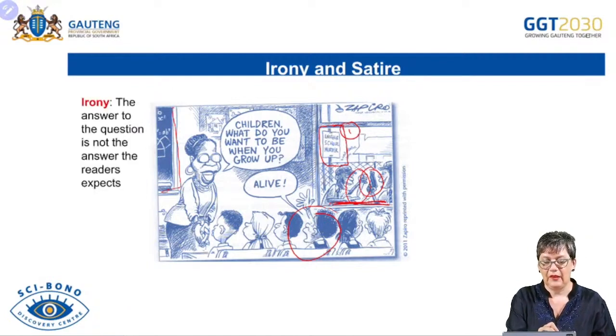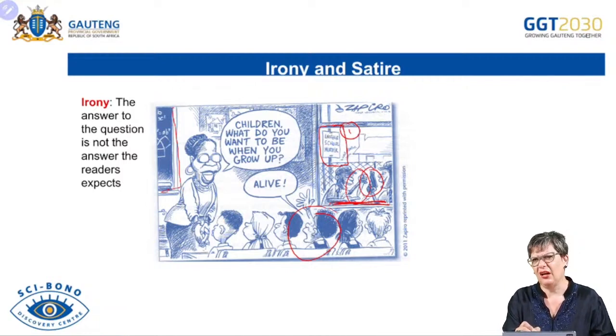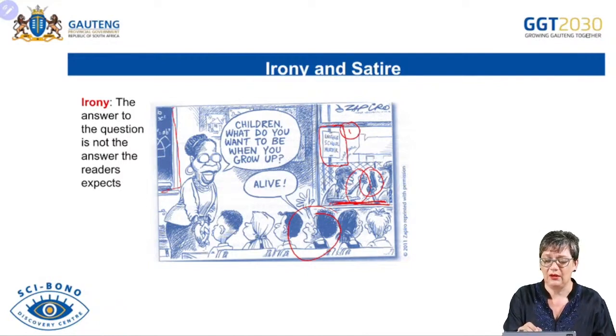Now, let's look at two very important terminology. Irony. When she asked the question, what do you want to be when you grow up? We thought the learner is going to say, I want to be a pilot, I want to be a doctor, I want to be an archaeologist. But in this case, the learner is just saying alive. So this is not what the reader expected it to be. That is irony. When you get an answer that you didn't expect.